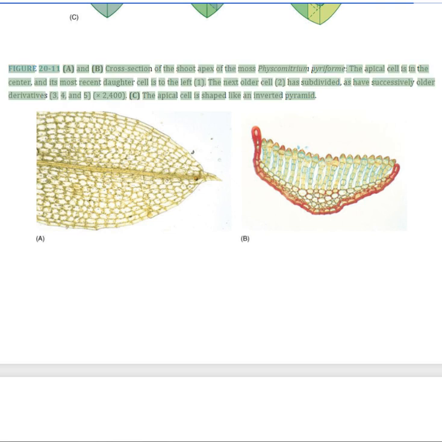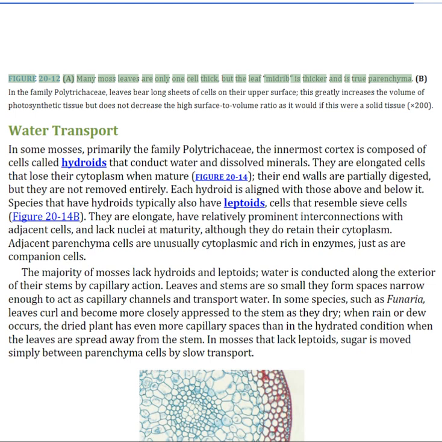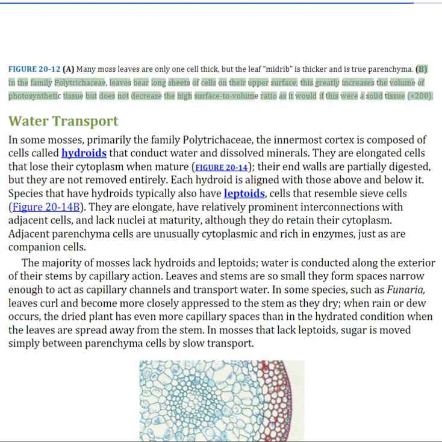Figure 20-11. In cross-section of the shoot apex of the moss Physcomitrium pyriforme, the apical cell is in the center, and its most recent daughter cell is to the left. The next older cell has subdivided, as have successively older derivatives. The apical cell is shaped like an inverted pyramid. Figure 20-12. Many moss leaves are only one cell thick, but the leaf midrib is thicker and is true parenchyma. In the family Polytrichaceae, leaves bear long sheets of cells on their upper surface. This greatly increases the volume of photosynthetic tissue but does not decrease the high surface-to-volume ratio as it would if this were a solid tissue.